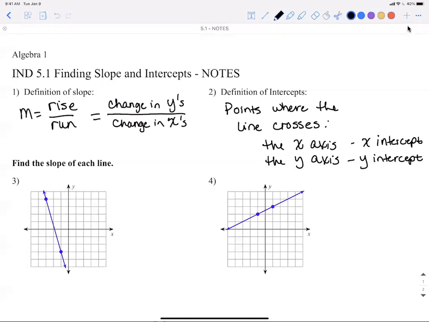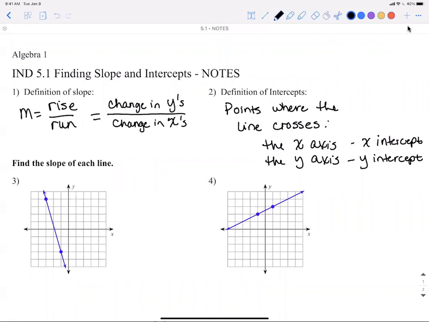For intercepts, intercepts are super simple as soon as you can just wrap your mind around what they are. They're a very easy concept. Intercepts are just simply where your line crosses the axis. So you've got an X-axis and a Y-axis on a coordinate plane. Where your line crosses the Y-axis is the Y-intercept. Where it crosses the X-axis is the X-intercept. Okay, so we'll do a little bit with that.